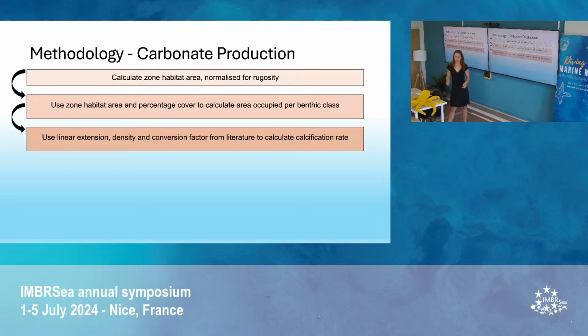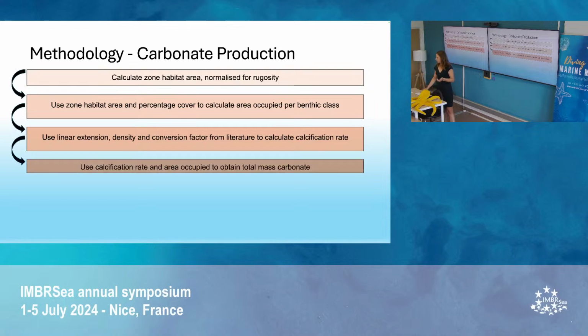Then we go into the literature and look at widely established rates of things like linear extension, so how much it grows really, the density of each of the benthic groups, and thirdly, a conversion factor, which really normalizes for rugosity per each benthic group individually. And that will give us a calcification rate.